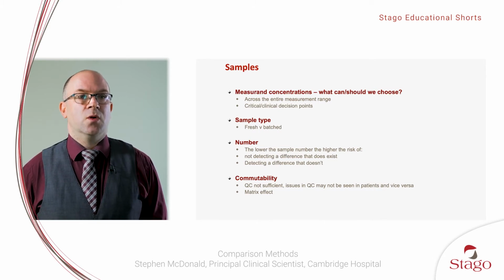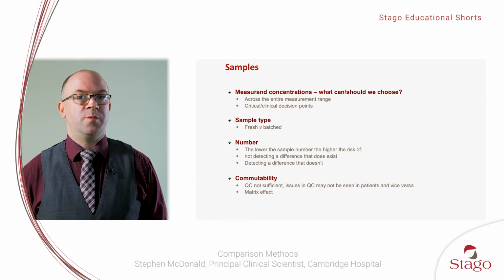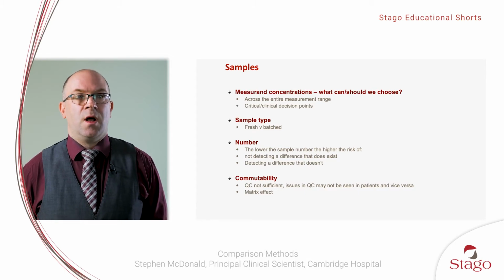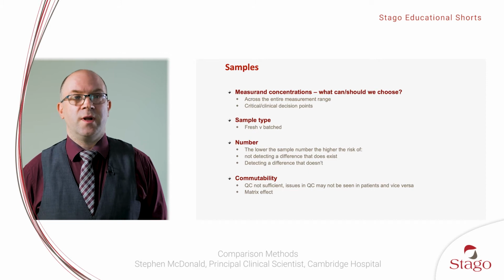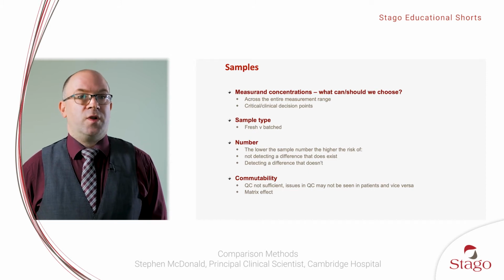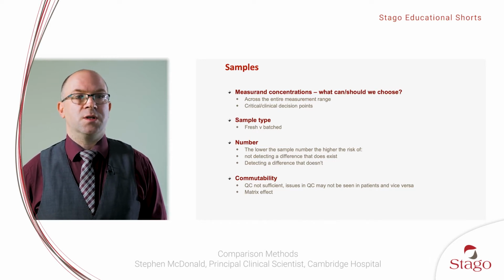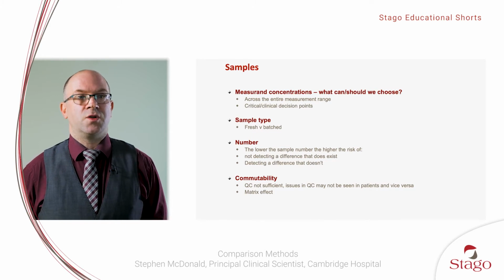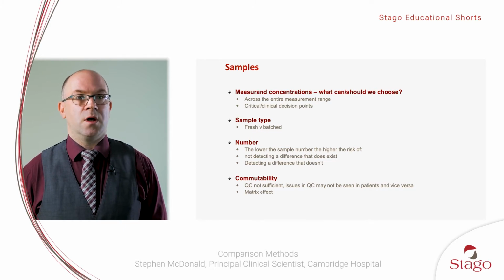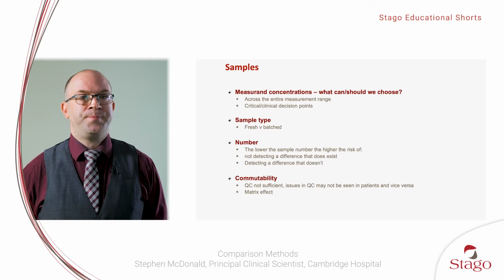Some assays will lend themselves to having only to be tested by fresh samples, and that can cause a problem if the samples aren't readily available. If we don't have to rely on fresh samples, sometimes we can collect them prospectively and batch them together. Again, we're making the assumption that the samples are available and that our storage conditions don't affect the results, and we'll come to that in a little while.